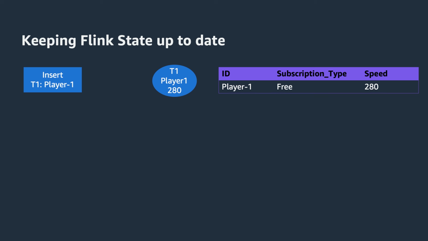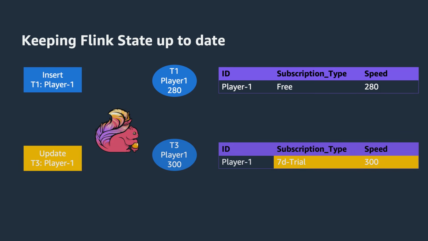Imagine now you have the state of player 1 with the free membership at time t1, and you receive an event for the exact same player with speed 280. In this case, the joined enriched data will produce player 1, subscription type free, and speed 280. But when the same player's data comes in the future, let us say at time t3, with speed 300, because Flink has already received the most up-to-date data from the database and holds it in the cache, Flink will say okay, again I need to generate the data for player 1, but this time with subscription 7-day trial because that is updated, and the speed will be 300.